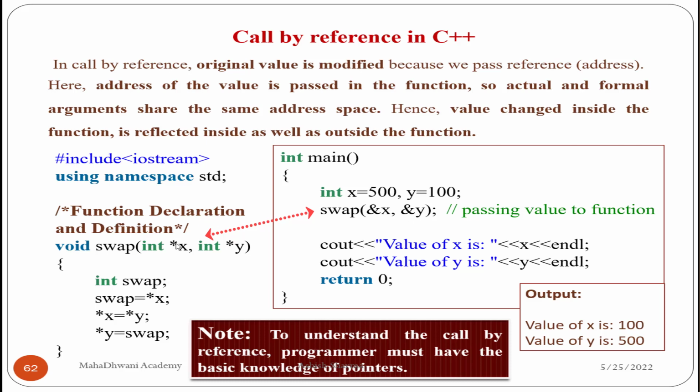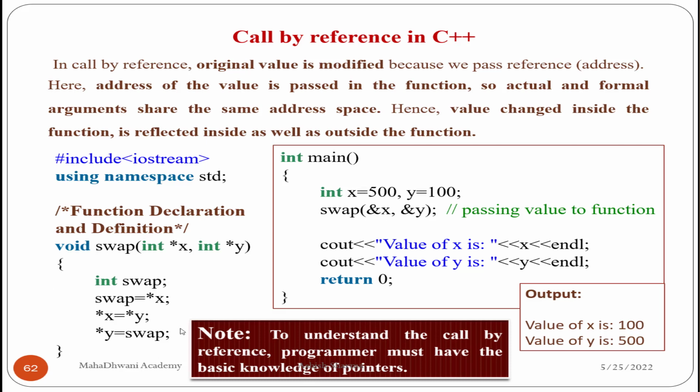Because the pointer variable gets the address of another variable, what is the value at this address? 500. What is the value at the y address? 100. So these values 500 and 100 are accessed here. After that, we interchange the value of x to y and y to x. So now the x value becomes 100 and the y value becomes 500. These values are interchanged.